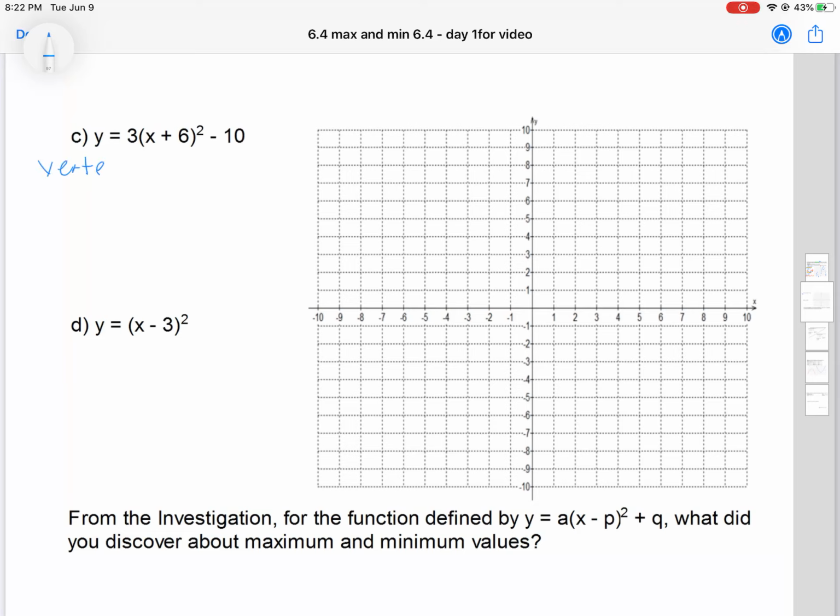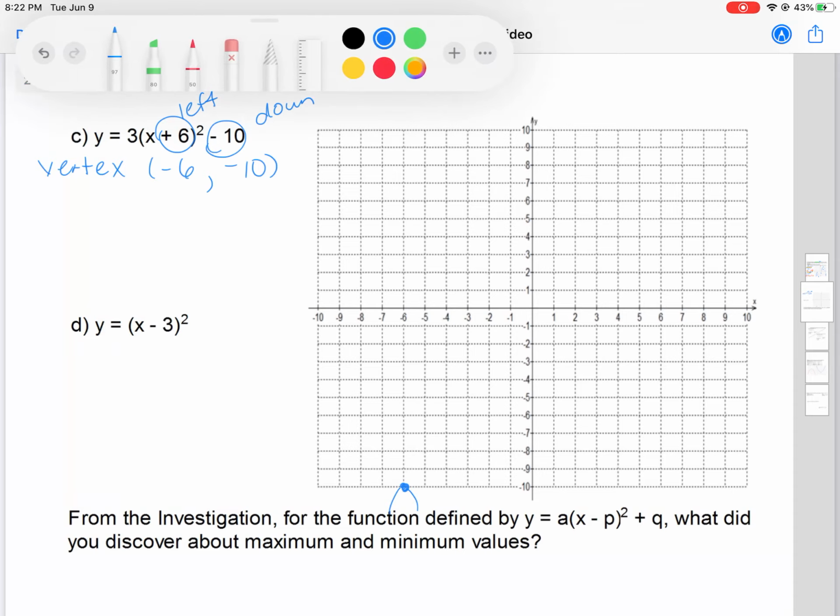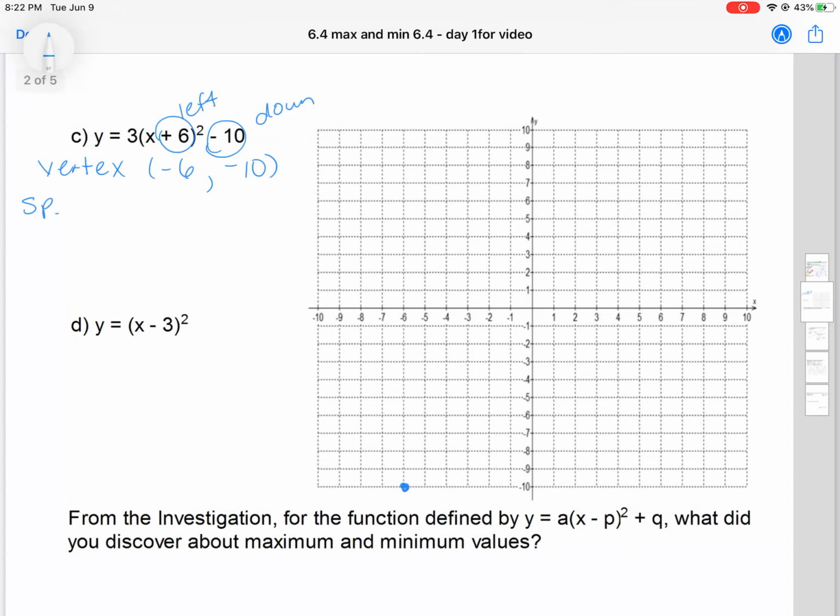Now we have vertex -6 and -10. So this is left and this is down. Again, if you're given a grid, then your parabola should fit. So that's a good chance. If we're way down here, we're probably not going to do a parabola like that because it doesn't fit on the graph.